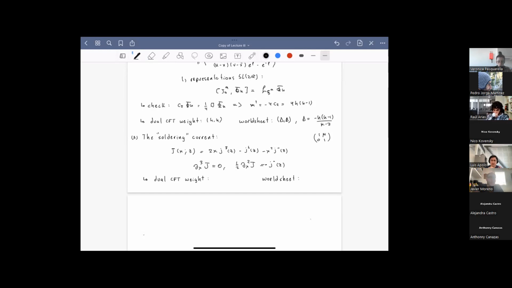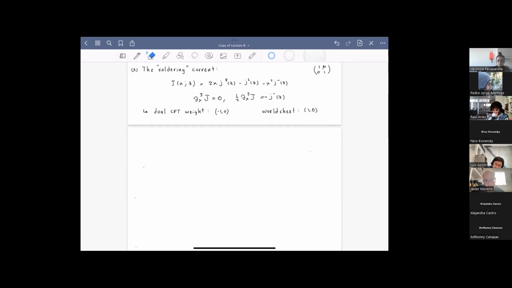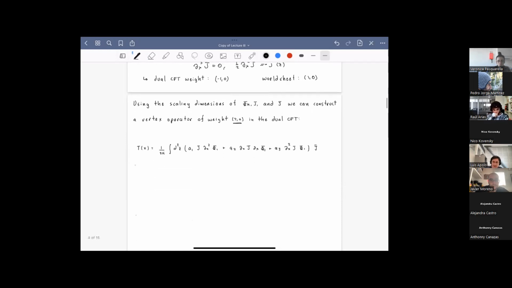So on the dual CFT, we have a weight of minus 1,0 that you can just check. And from the worldsheet, we have weight 1,0 because the auxiliary coordinates do not carry any weight from the perspective of the worldsheet CFT. So using the scaling dimensions of these objects, we can construct a vertex operator that has the dimensions of the stress energy tensor in the dual CFT, namely conformal weight 2,0. And this stress energy tensor, or rather this candidate stress energy tensor, contains a combination of these terms. And we can check that all of these terms have the proper dimensions.